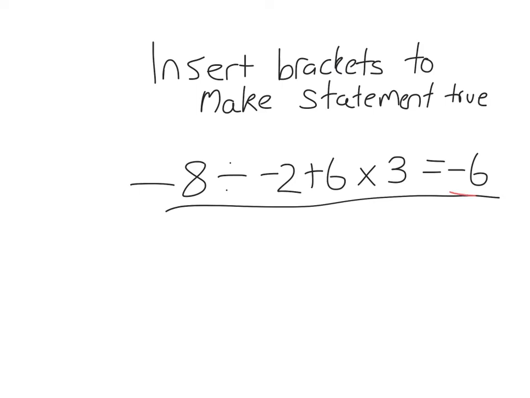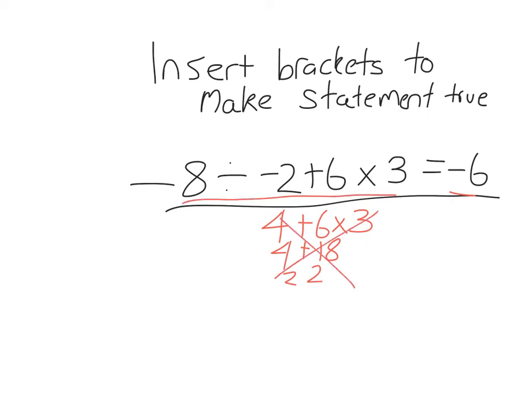I would get minus 8 divided by negative 2, which is positive 4, plus 6 times 3, which is 4 plus 18, which is 22, okay? So this here doesn't equal negative 6, so it's not a true statement. But I can make it a true statement by putting brackets somewhere. Remember, putting brackets just changes the order of operation.